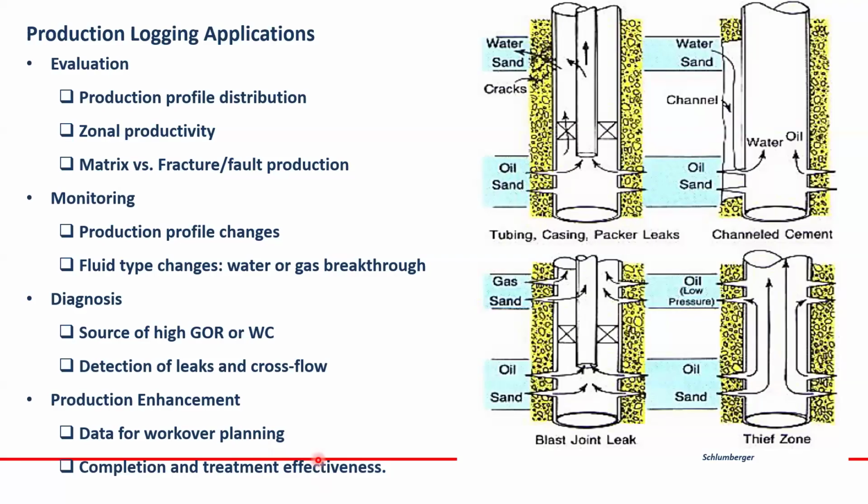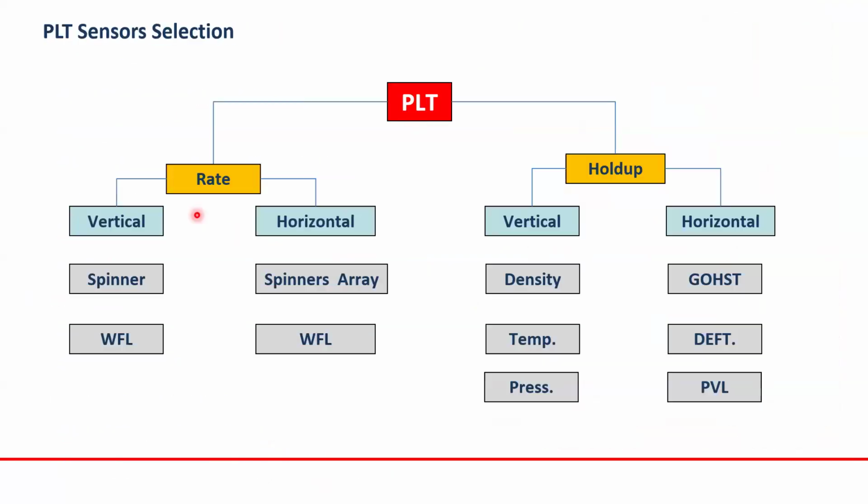The PLT sensors. Okay, PLT, in summary, what you are looking for from the PLT is rate and holdup. Holdup means how much oil, how much water. Holdup is how the fluid you have is partitioned into gas, oil, and water: how much oil, how much gas, how much water.